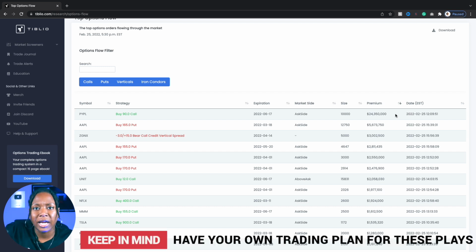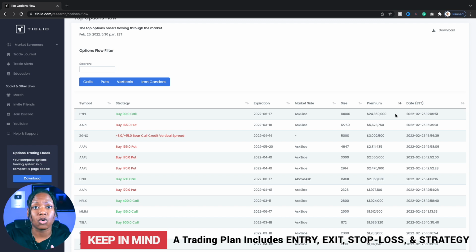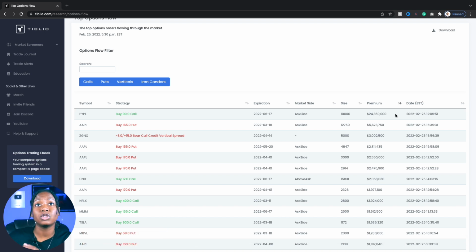Another thing to keep in mind is we don't know these traders' trading plans, meaning where would they place their stop loss to get out of this position, or where is their target profit. We just see that they made a position, a large one. Always create your own trading plan before you get into these positions, and you can do that with technical analysis and looking at the stock chart.